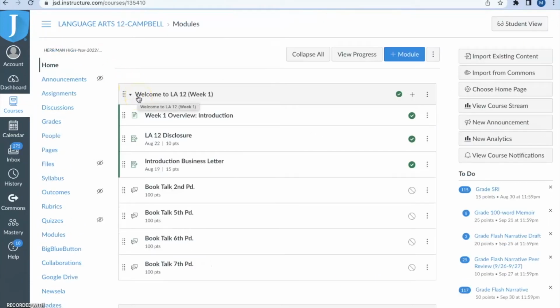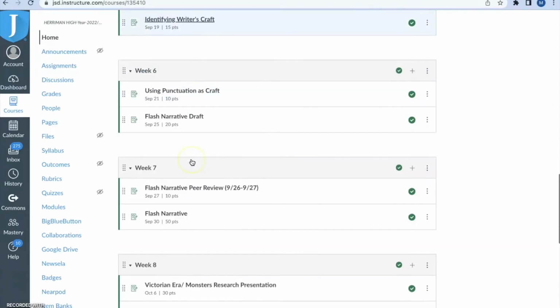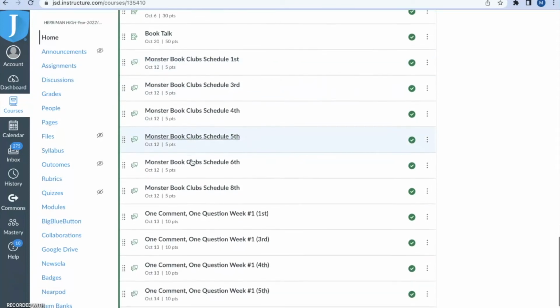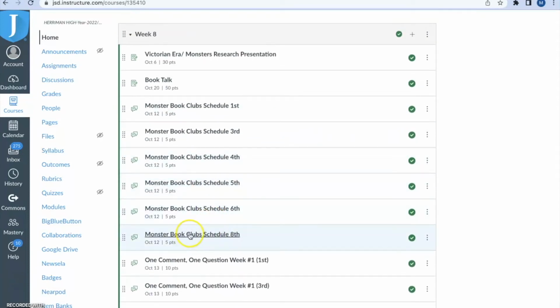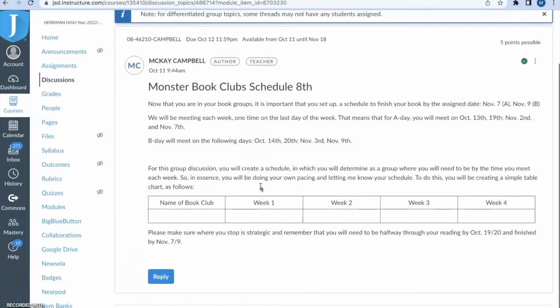In essence, you're going to read your book, and you're going to have the choices of how many pages you want to read per week, and so forth. The very first thing you're going to do is get into your groups. Dracula, get with Dracula; Frankenstein, get with Frankenstein; and Dr. Jekyll and Mr. Hyde, get with Dr. Jekyll and Mr. Hyde. Create a table with that group, and go to Canvas. When you get to Canvas as a group, go to the assignment that says Master Book Club Schedule 8, and it's going to take you here.